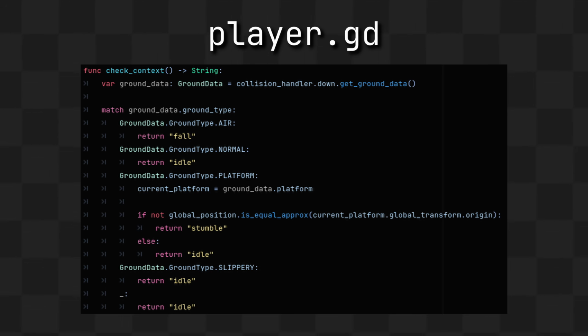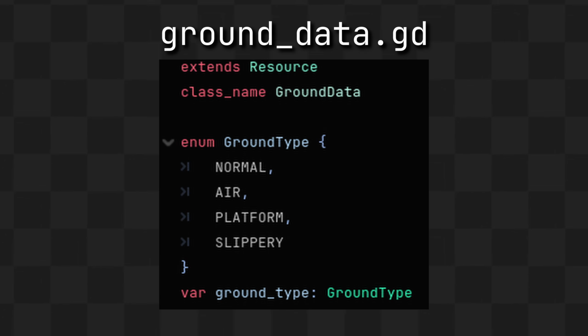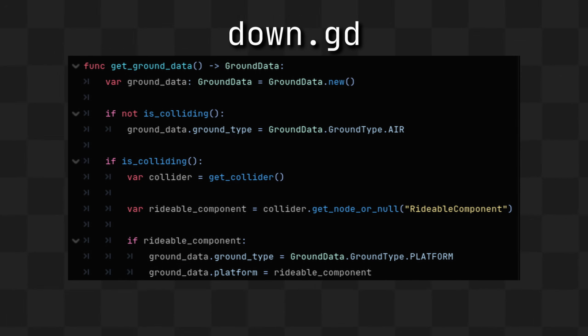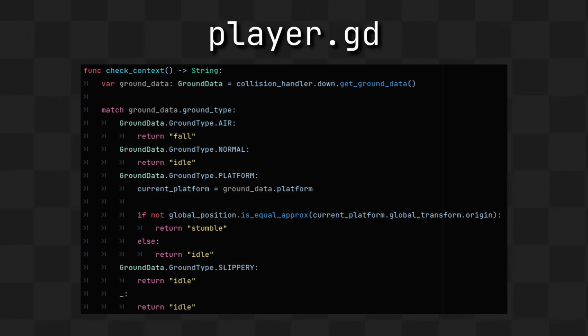What I did was add another case to check if our ground is either a moving platform or normal ground. I did this by adding a new resource called ground data, which has an enum called ground type. Every time we finish a move and want to get information from our downcast, we call a method called getGroundData, which returns what kind of ground it's colliding with. If it's a moving platform, we check if we're in the center of it, and if it's not, we transition to a new state called stumble.